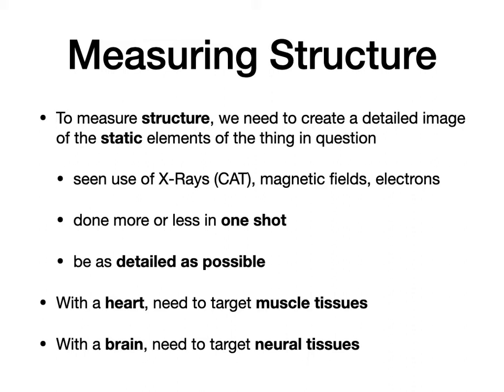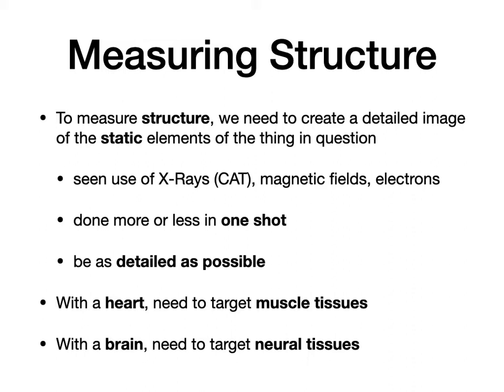Where are all of the large scale structures of the brain? And then we also saw the electron microscopes, right? The idea of being able to look at individual cells at this level of detail was unprecedented. And the idea of measuring structure is you're more or less doing this all in one shot. You're just getting a snapshot of what is there, right? And trying to make it as detailed as possible.